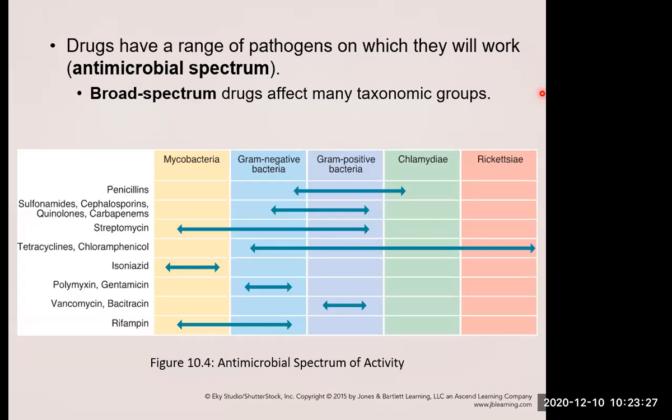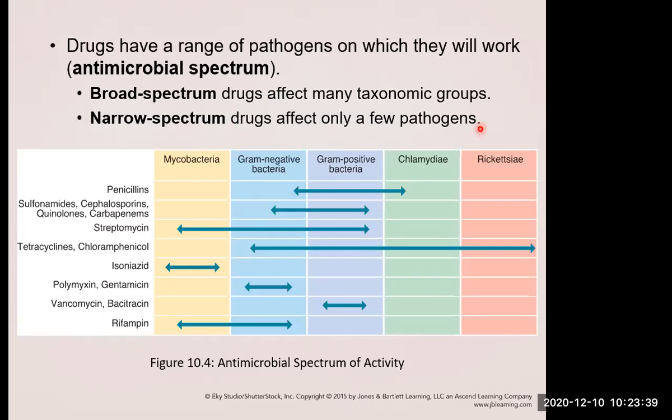So antibiotic spectrum, we have broad spectrum, so drugs that are effective against a bunch of different kinds of bacteria, or narrow spectrum, where we have drugs that are effective against a few types of bacteria or one category. So take a look at polymyxin and gentamicin. These are only effective against gram-negatives, as opposed to vancomycin and bacitracin that are effective only against gram-positives. So that would be a narrow as opposed to a broad spectrum.